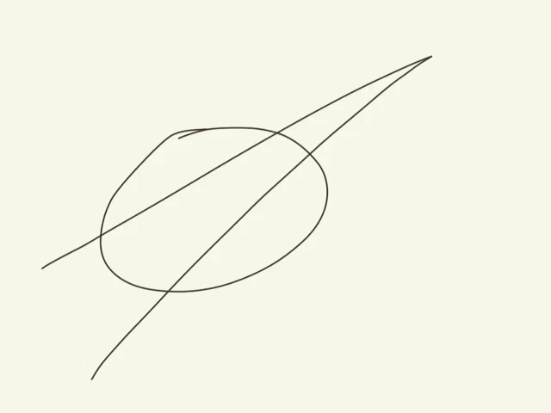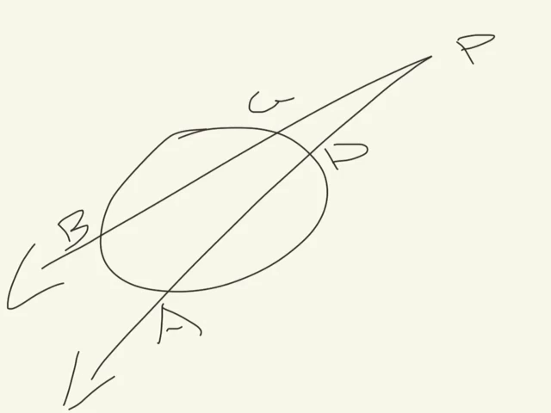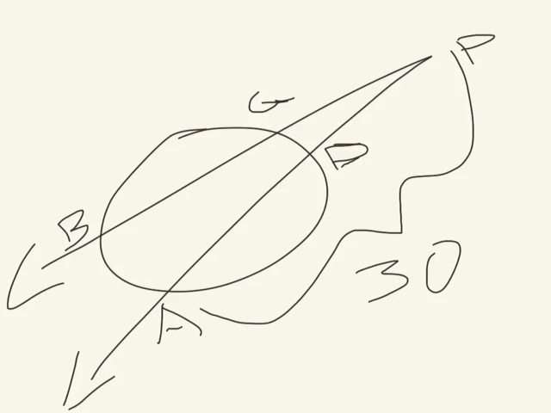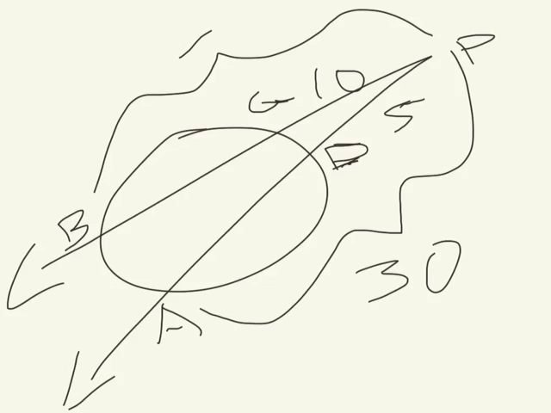What if we have two secants, meaning they both intersect in two places from point P? We have a couple points here. Now we're given the entire segment AP to be 30. We're given the outside segment of DP to be 5. We're given the outside segment of the other one, GP, to be 10. And we need to find the entire segment BP. We can label that X.